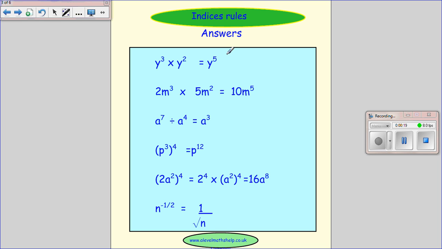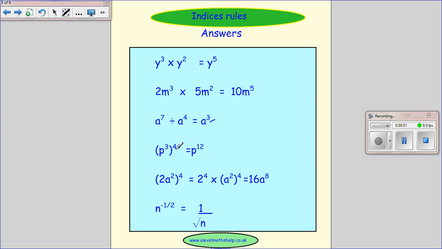Okay, so we've got y cubed times y squared, and when we multiply we can add the powers. So this is 3 plus 2, and it gives you y to the 5. And here we've got 2 times m cubed times 5 times m squared, and with multiplication it doesn't matter which order we do it, so we can do the 2 times the 5 giving us the 10, and the m cubed times the m squared, which gives us m to the power of 3 plus 2, which is m to the power of 5. And then when we divide, we take away the powers, so we get a to the power of 7 divided by a to the power of 4 is the same as a to the power of 3. 7 take away 4 is 3.